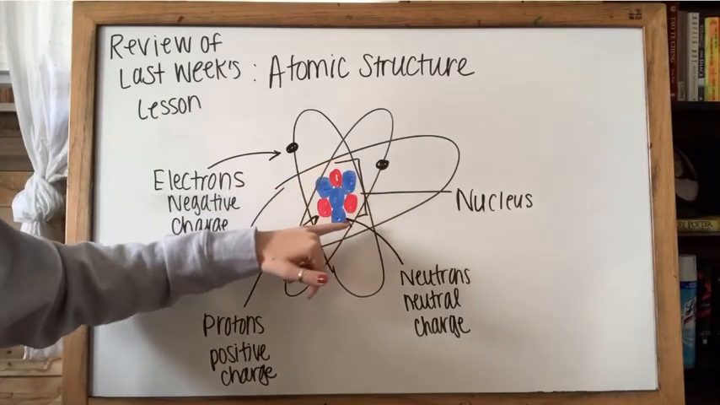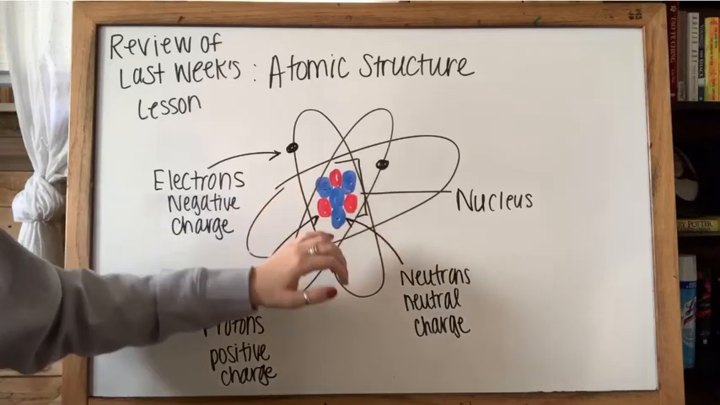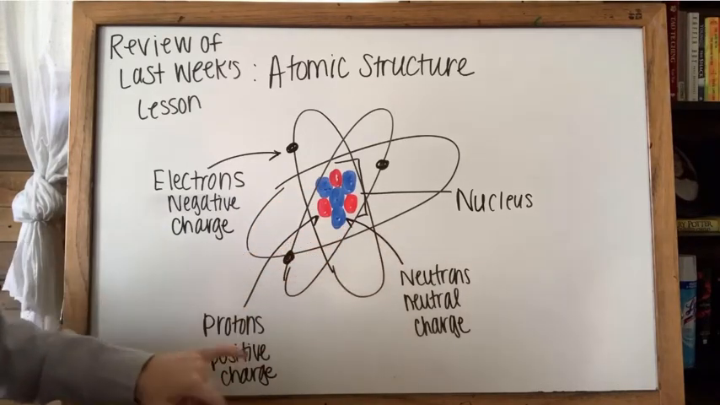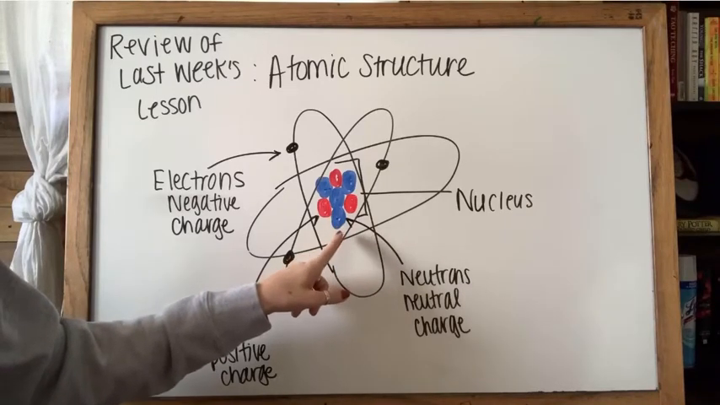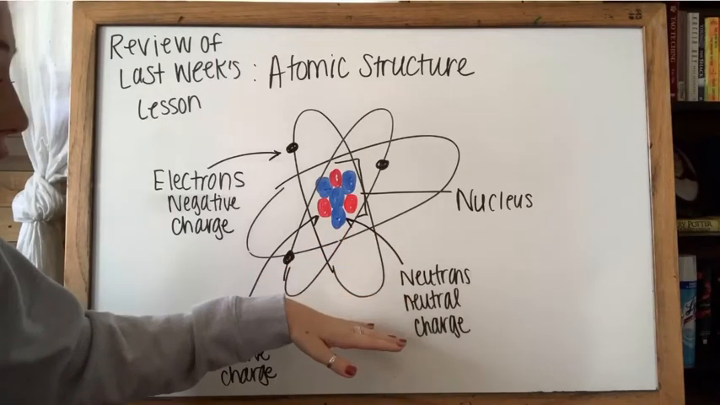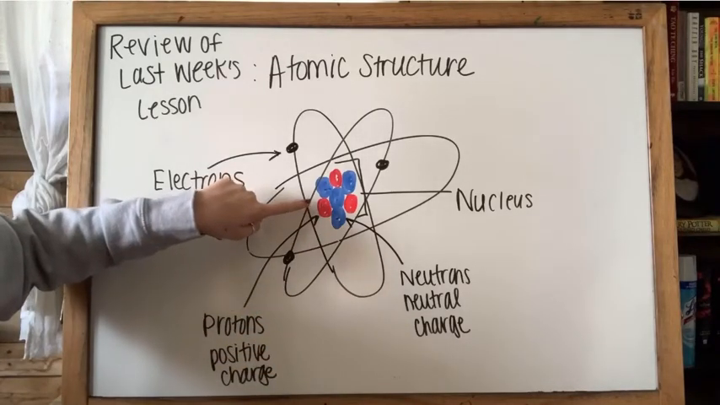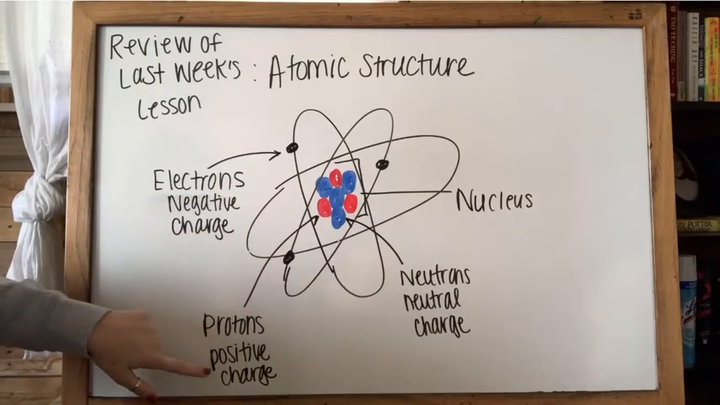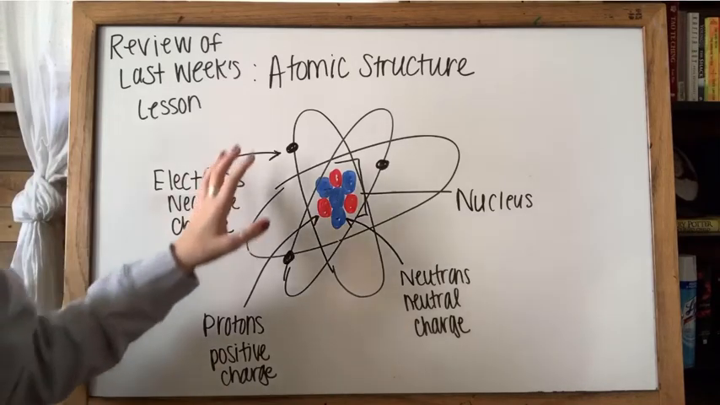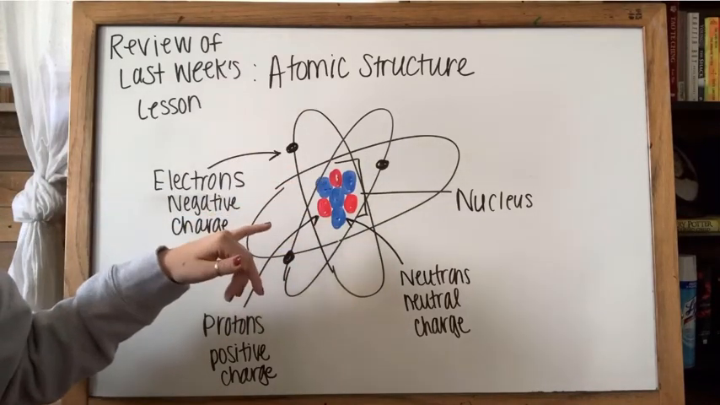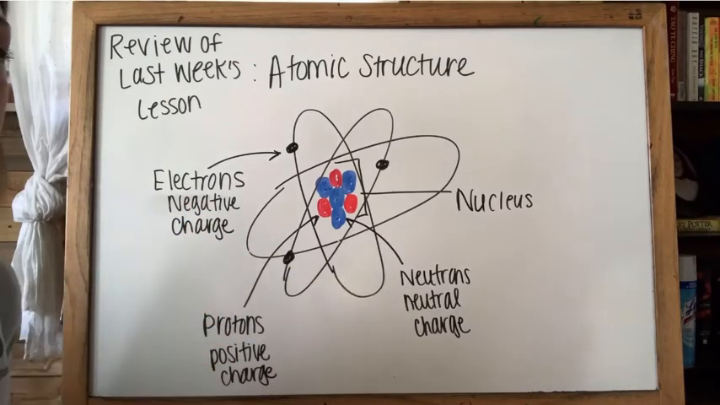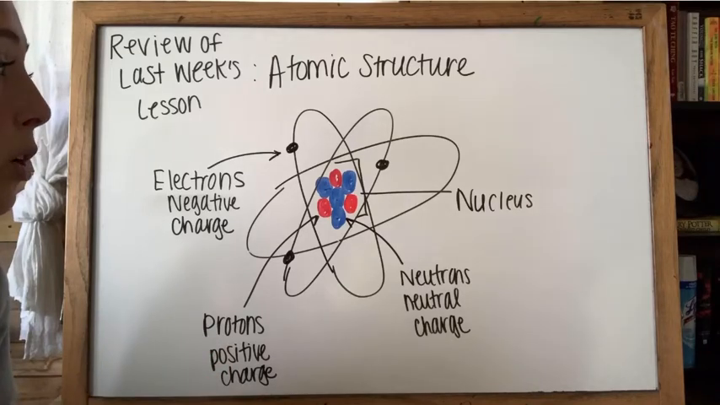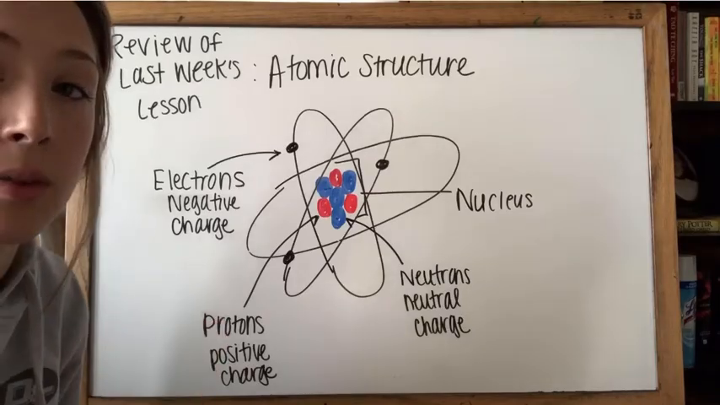Within the nucleus, which is our center part here, we have neutrons and protons. Remember, our neutrons, which are represented by our little blue dots here, have a neutral charge, and then we have protons, and the protons have a positive charge. Now, what surrounds that nucleus, remember, is the electron cloud, and your electrons are going to have a negative charge. So just a really quick recap of what we went over mainly last week.